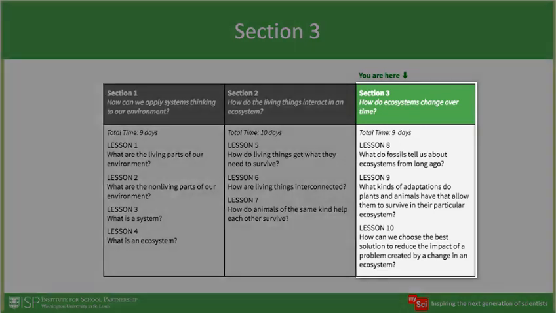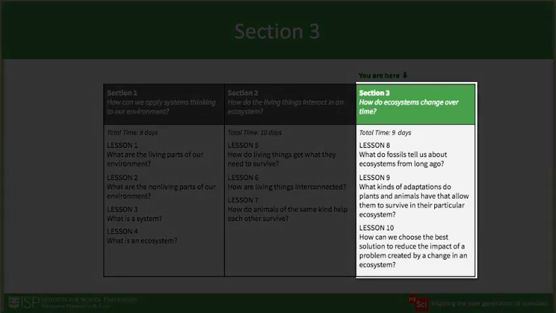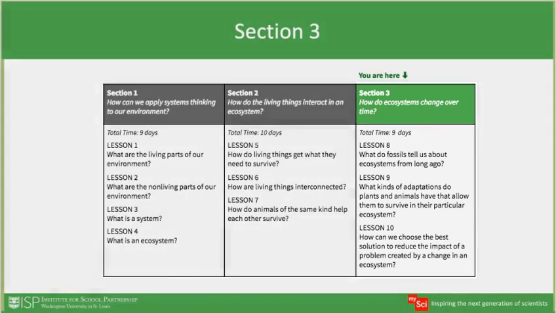Section 3 asks students to apply what they have learned in order to explore how organisms are adapted to ecosystems, what happens if ecosystems change over time, and what humans can do to solve problems associated with ecosystem disruption. This section will take about 9 days.